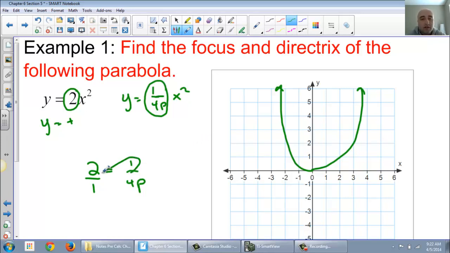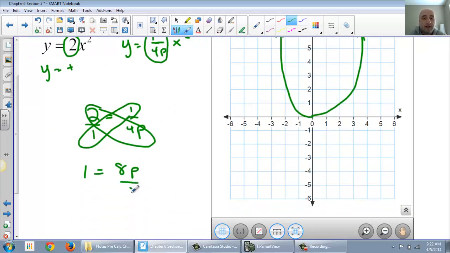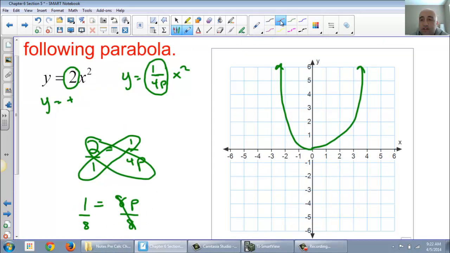I'm going to cross multiply. 1 times 1 is 1. 2 times 4p is 8p. And then we're going to solve for p. Divide by 8, divide by 8. P is equal to 1/8. Okay, so that's our important number. So that tells us how far the focus and the directrix line are from the vertex. Okay, so this is going to be kind of hard because it's only 1/8. So I'm going to put this real close here.